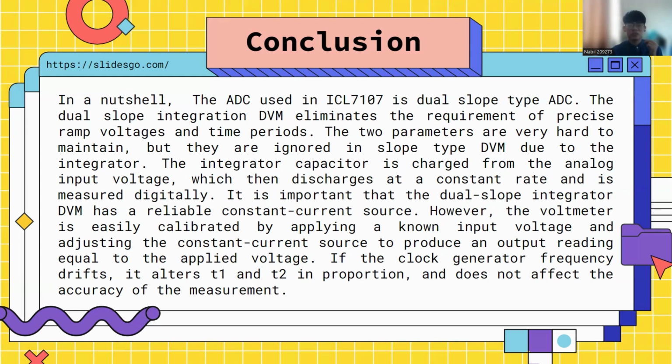The voltmeter is easily calibrated by applying a known input voltage and adjusting the constant current source to produce an output reading equal to the applied voltage. If the clock generator frequency drifts, it can alter the T1 and T2 period in proportion, but it does not affect the accuracy of the measurement.